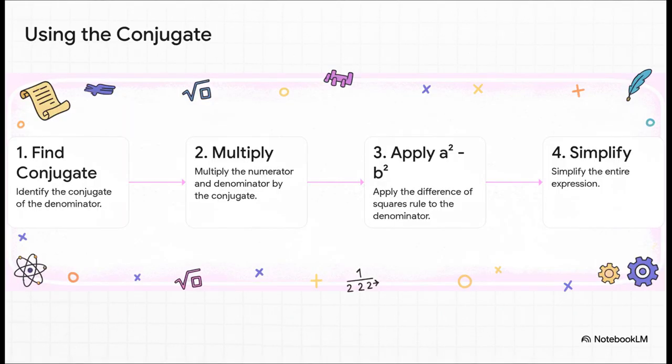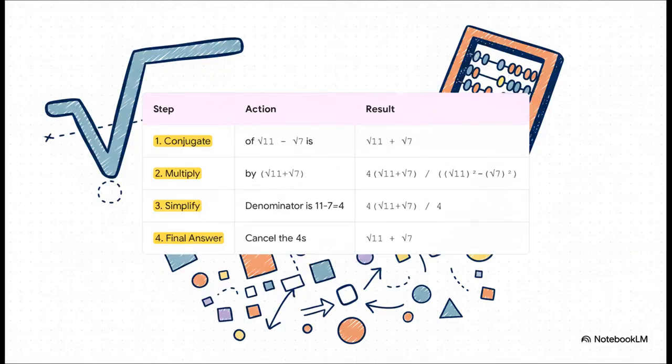So our process is basically the same. We're just using a more powerful wrench this time. You find the conjugate, you multiply the top and bottom by it, you let that difference of squares magic do its thing on the bottom, and then you just simplify everything that's left over. Let's walk through one more.